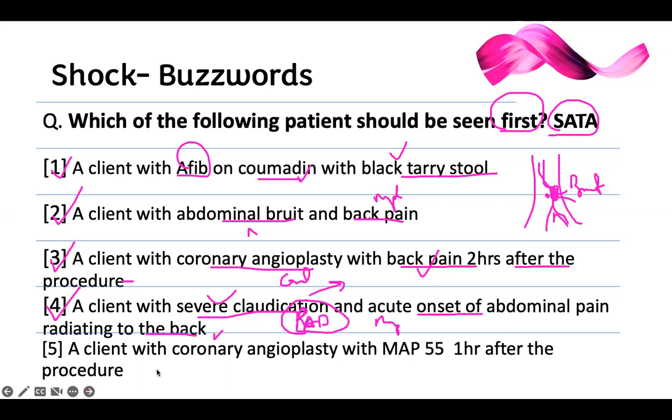A client with coronary angioplasty with a MAP of 55, 1 hour after the procedure. We already talked about MAP, mean arterial pressure. It has to be greater than 60. Less than 60, the patient is bleeding right after the angioplasty. So probably he or she is having hemorrhage from the angioplasty, so retroperitoneal hemorrhage. As you can see, it's a different variation.